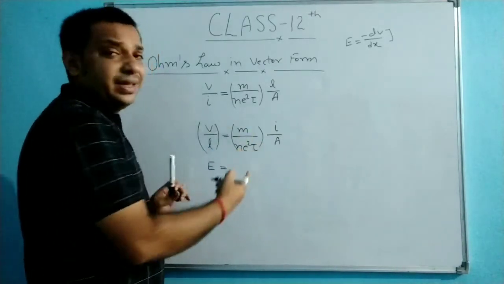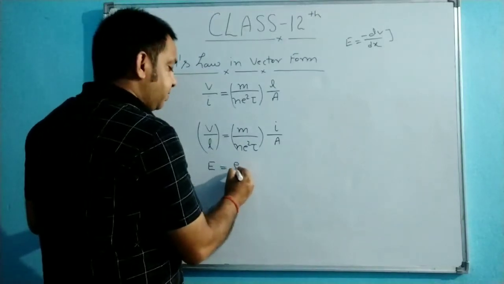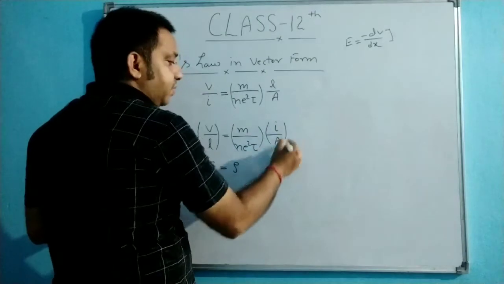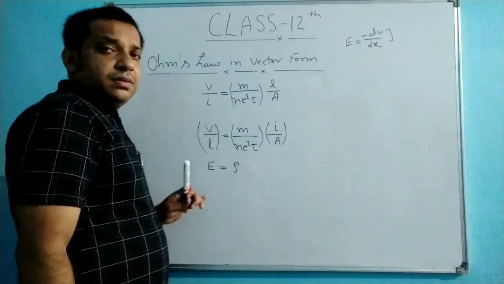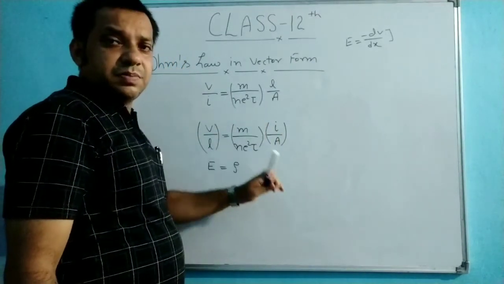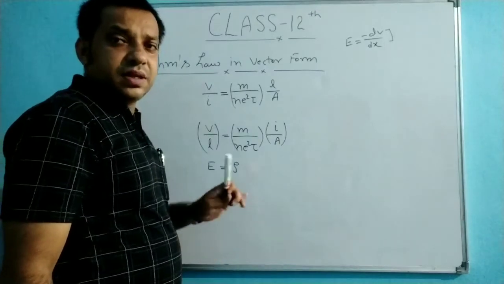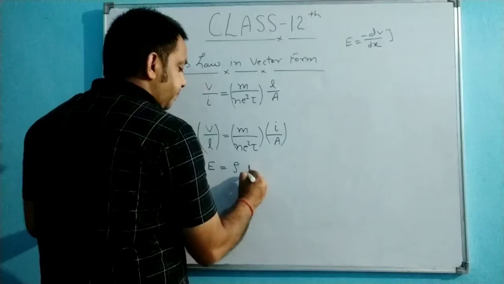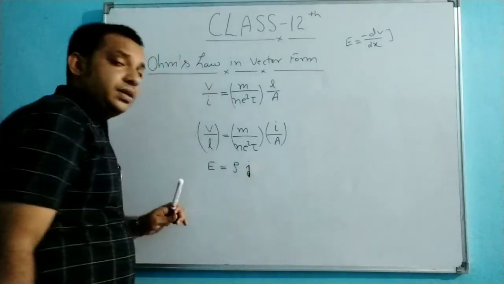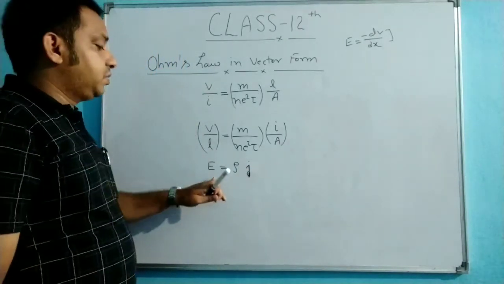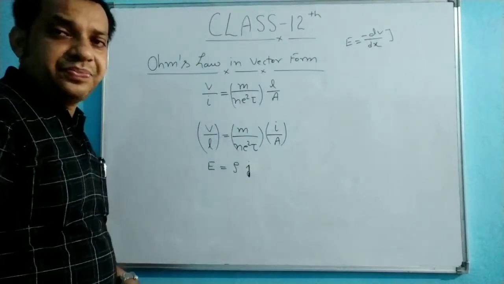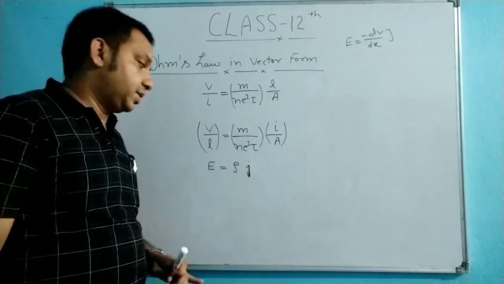And m upon n e square tau is what? It is the specific resistance rho. And what is I by A? It is the rate of flow of current with respect to the area of cross section, that is the current density J. So E is equal to rho into J, where rho is the specific resistance of the conductor.